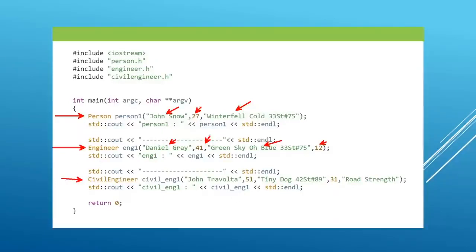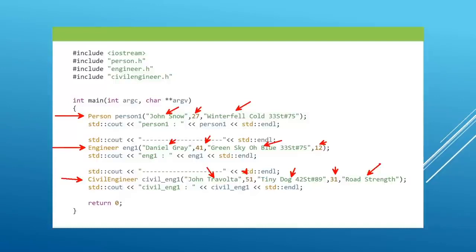So we're going to be passing the information that is going to initialize the person part, and that happens to be the name, the age, and the address. But a civil engineer is also an engineer, so we're going to pass information that pertains to the level of an engineer, and that's going to be the contract count. And we're going to pass the information to initialize the civil engineer part of this object, and that's going to be the road strength.